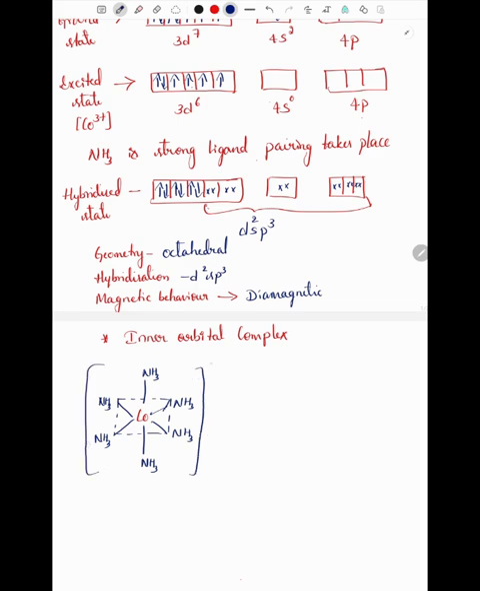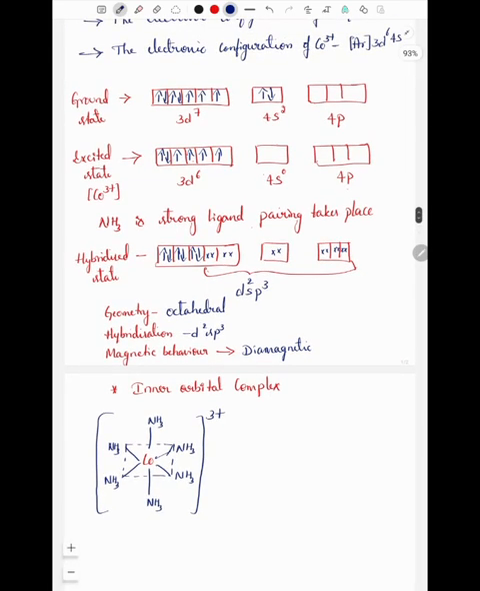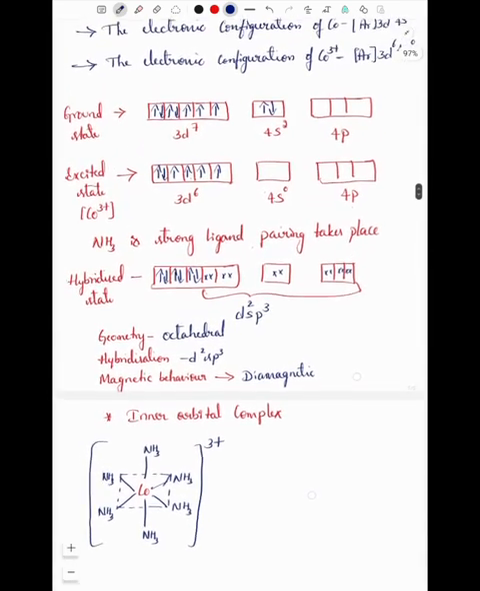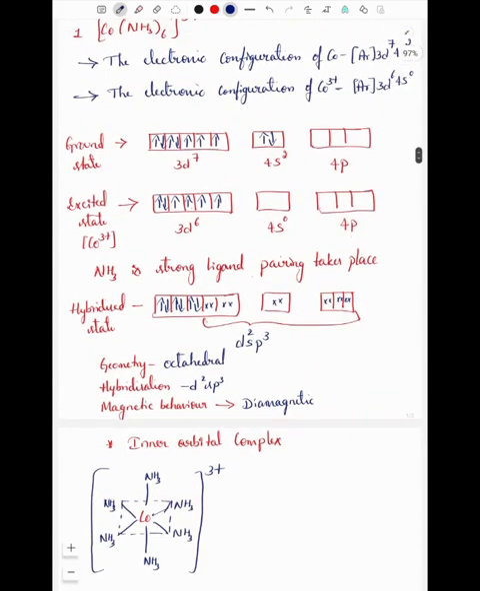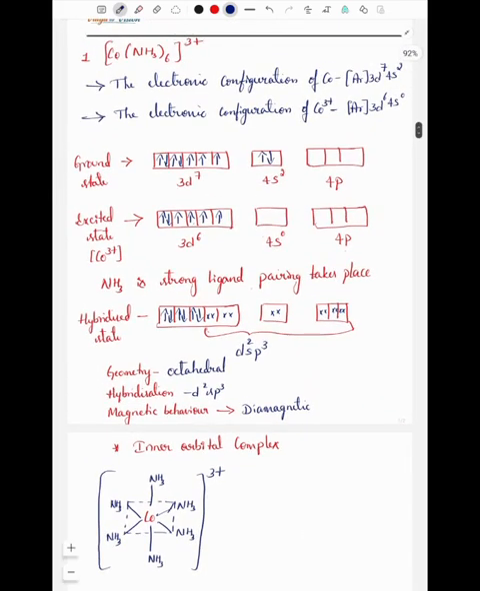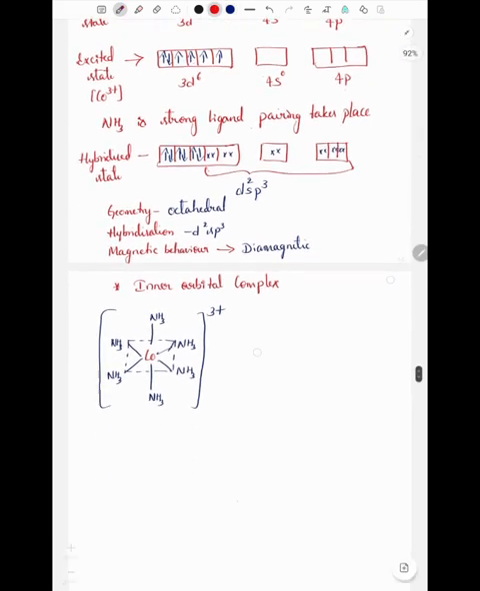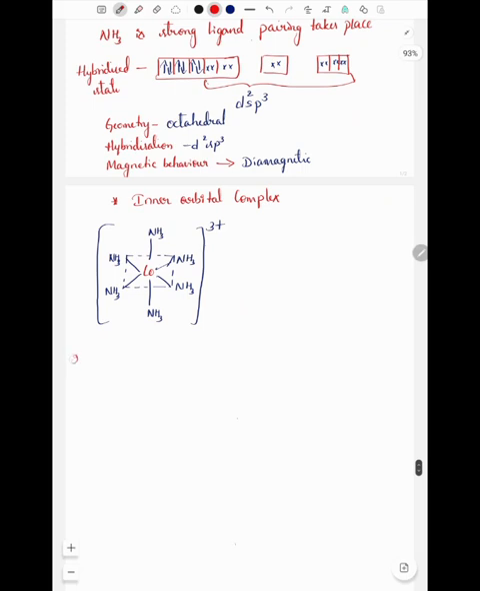And the overall charge is 3 plus. This is how we can analyze geometry, hybridization and magnetic behavior of the complex, that is the cobalt 3 ion. Right. Now let me take one more ion complex, that is the second complex, CoF6 3 minus.